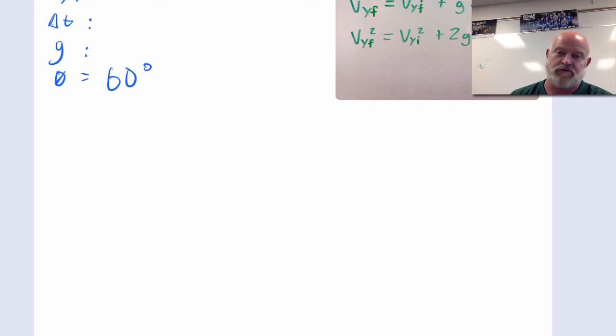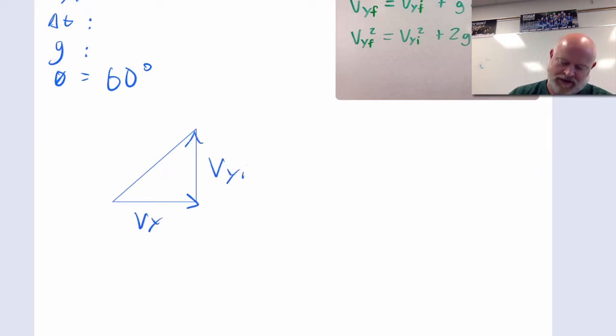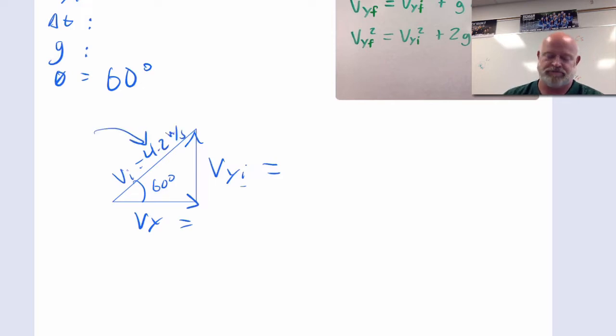To do that, let's do a quick little diagram. So we know that we launched in the x direction and the y direction, and that kind of creates a triangle for us. We know that the x direction would be our Vx, the y direction would be our Vy initial in this case. So we don't know those two things. We do know that the angle is 60 degrees, and we do know that the velocity resultant, or the overall velocity shot at, was 4.2 meters per second. This is where you would put in your particular launcher's velocity.